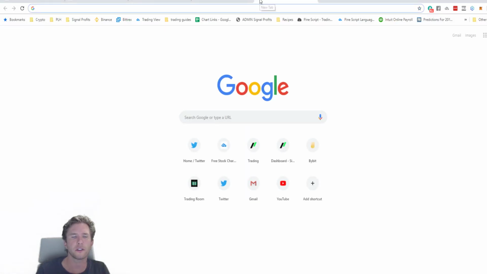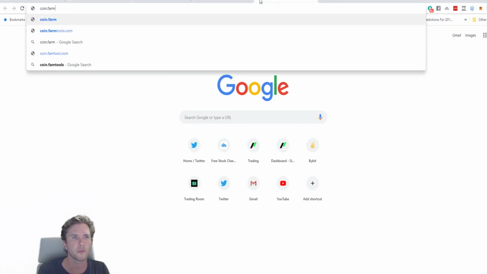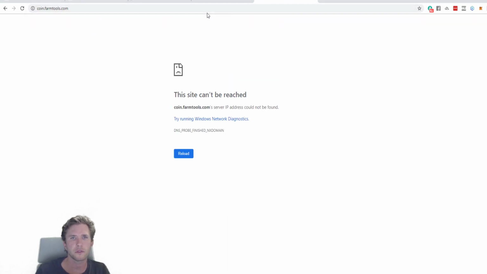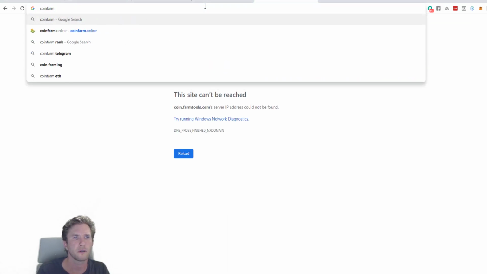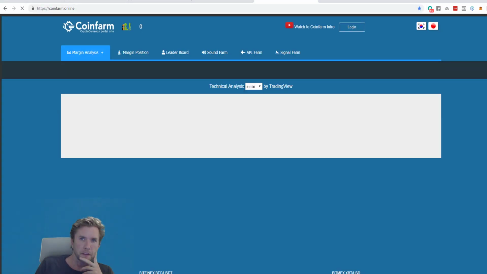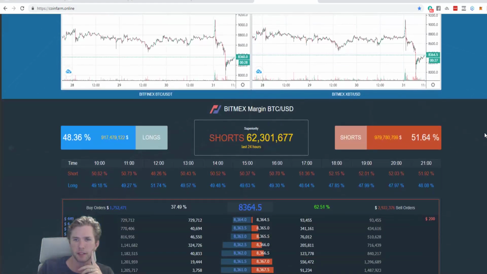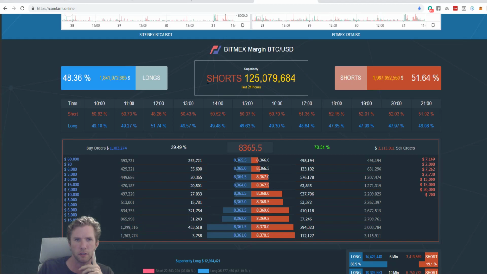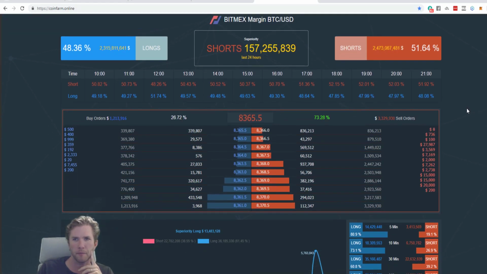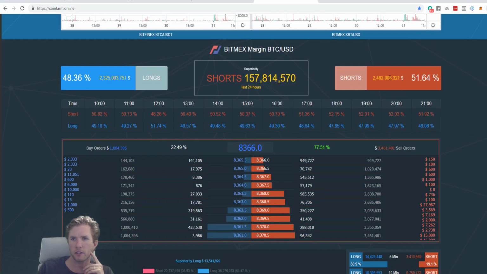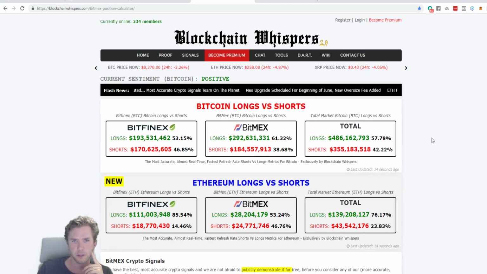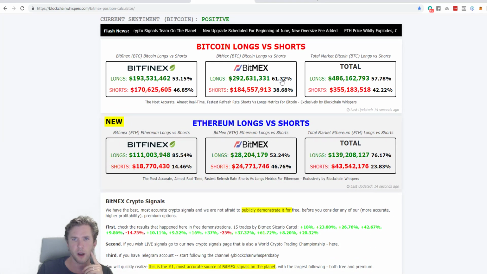There's also a site called CoinFarm. Coin.farms. Did they shut that down? This is pretty helpful. I just kind of see open positions on Bitfinex, BitMEX, shorts. That's low time frame. So on BitMEX, it looks like shorts are slightly over longs. Let's look at Blockchain Whispers, see what this shows. So this is showing on the 24-hour basis that longs are still over shorts. And this is pretty accurate, and longs are still over shorts here.